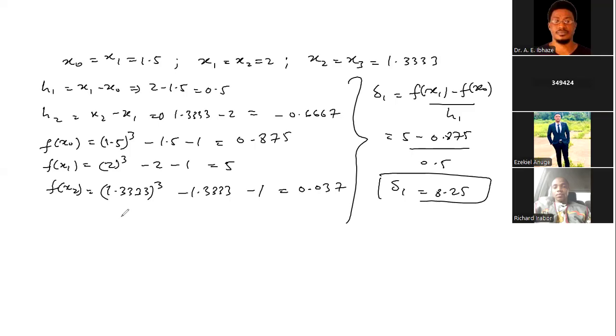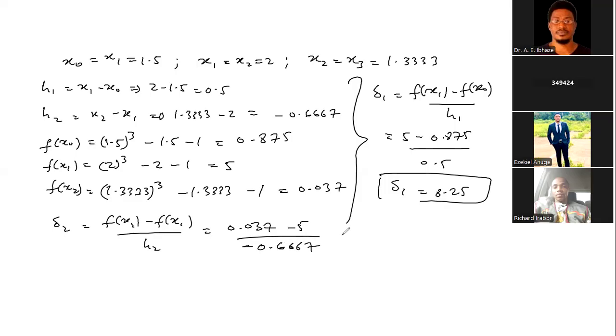And now we can also evaluate delta 2, which is f of s2 minus f of s1 over h2, which will give us 0.037 minus 5. Then h2, in this case, is minus 0.6667, right? And this is going to give us 7.438. So delta 2 is the same as 7.438.